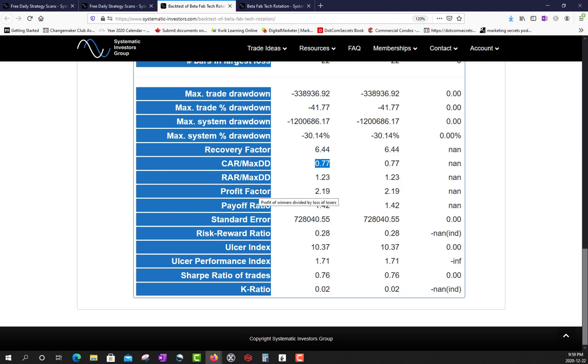Profit factor, the profit of our winners divided by the loss of our losers, is over 2.19. Our payoff ratio, which is the ratio of our average win divided by our average loss, is a healthy 1.42.